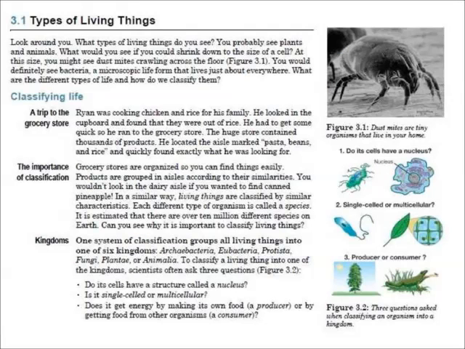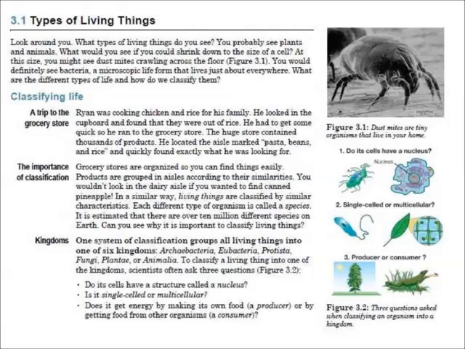Living things. Look around you. What types of living things do you see? You probably see plants and animals. What would you see if you could shrink down to the size of a cell? At this size, you might see dust mites crawling across the floor. You would definitely see bacteria, a microscopic life form that lives just about everywhere. What are the different types of life, and how do we classify them?